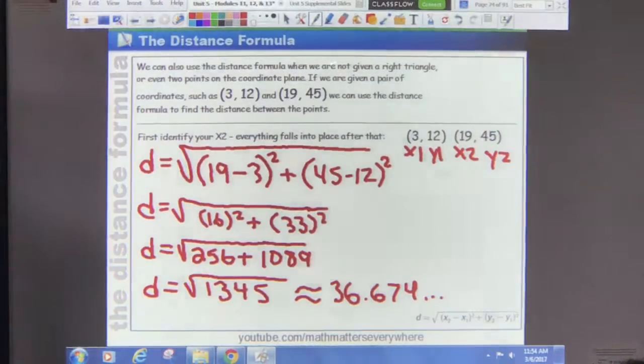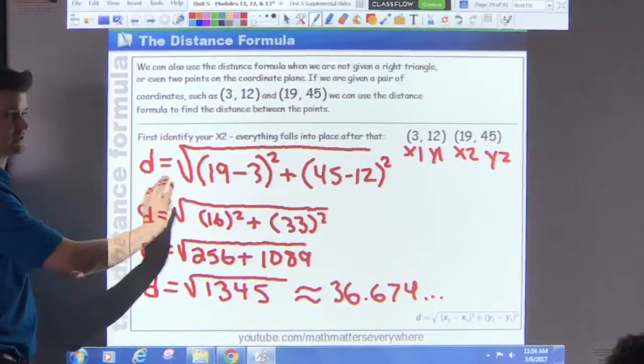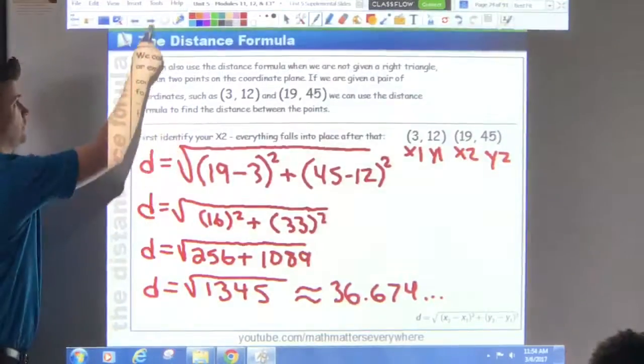Now, on your FSA, you will not be given the formula. It's one of those ones you're going to have to memorize. There's about 15 that you will memorize. We'll get to all that. Don't worry. I don't have any problem with you memorizing the formulas. Questions on this? Okay.